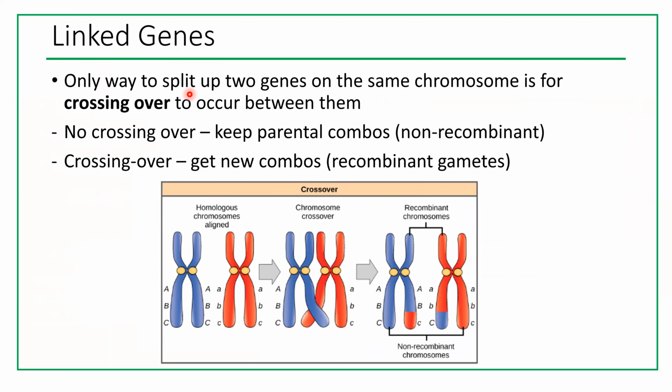The only way to split two genes on the same chromosome is crossing over. We described crossing over in a meiosis lecture. So if you watch this, meiosis, that is the sexual reproduction division, it will explain what crossing over is.